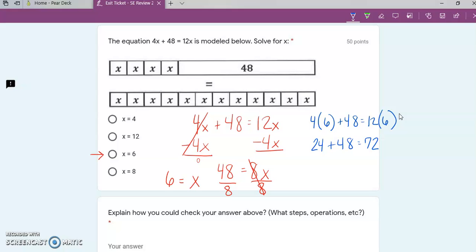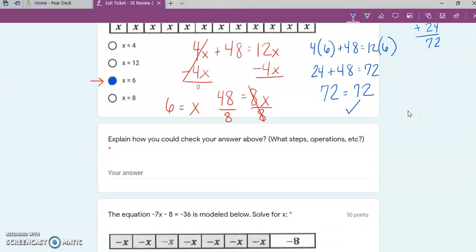Now let me try and do 24 plus 48. Let me add those together. 8 plus 4 is 12. I carry the 1. 4 plus 2 is 6, plus that extra 1 is 7, so 72. So now I have to check. Does 72 equal 72? Yes, it does. So that means that letter C, x equals 6, is my correct answer.